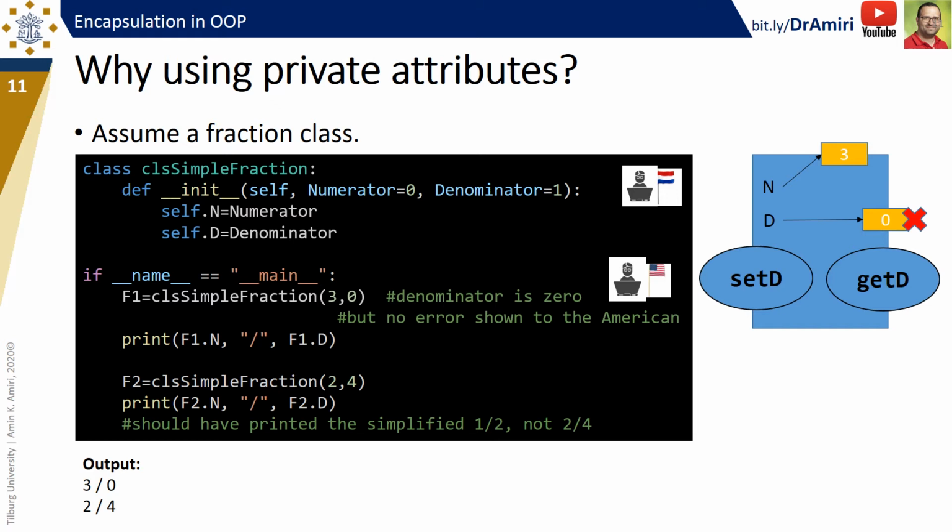And you can see here that in the main section, the front-end programmer can simply create an instance of this class, giving 3 and 0, 3 for the numerator and 0 for the denominator. And we know that the denominator of a fraction cannot be 0. So here you can see that when we have a public attribute, we cannot have control on what is given as the inputs to the attributes.